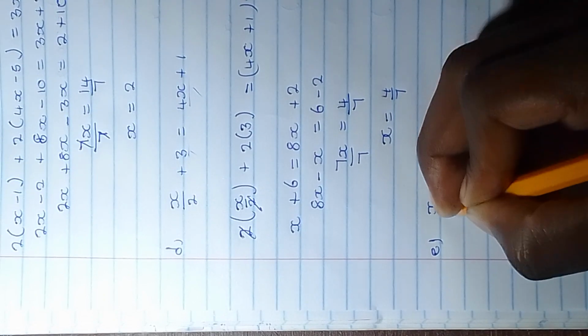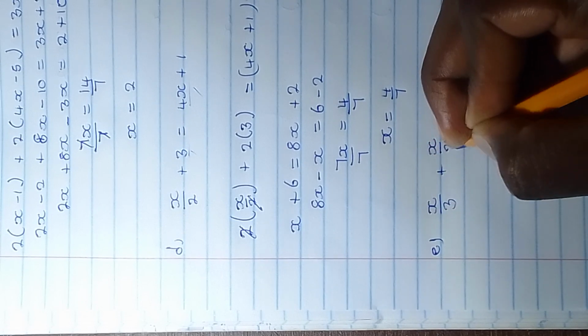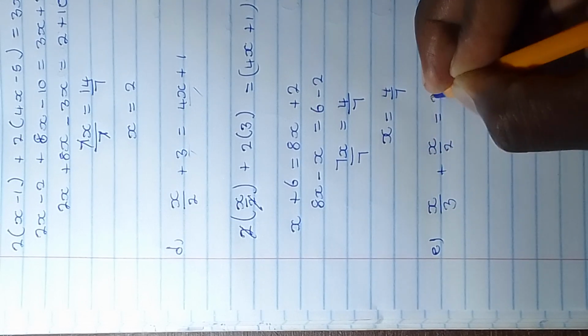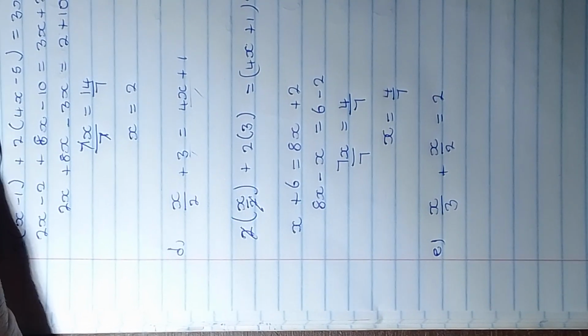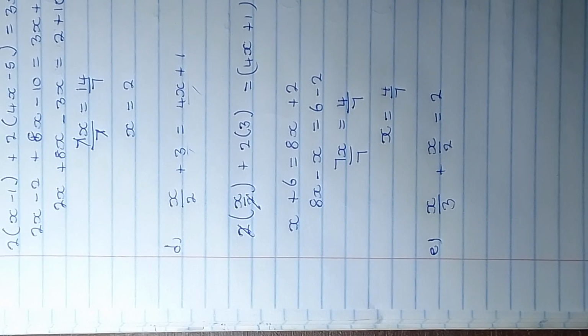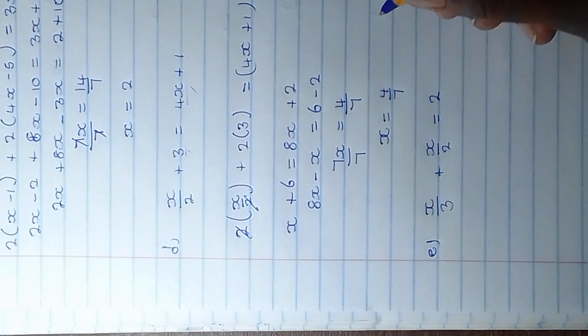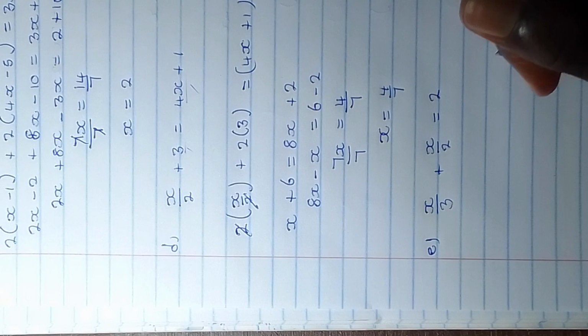We have x over 3 plus x over 2, which equals 2. From there, you can pause the video, do this equation on your own. Then after that, you're gonna check if you got the answer correct or not. From there, lowest common factor.